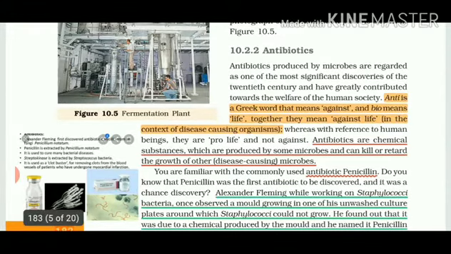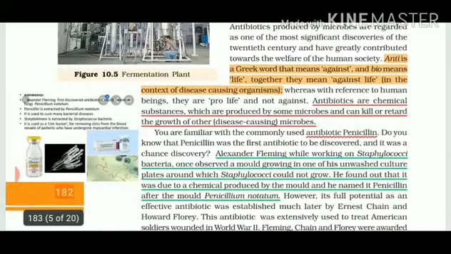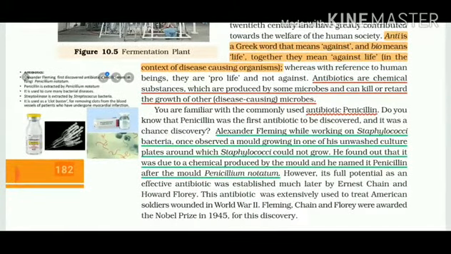Here the definition of antibiotics is given. I have underlined it. Antibiotics are chemical substances which are produced by some microbes. It is not a single microbe which is used. There are different kinds of bacteria which are used and can kill or retard. Retard means stop. Cease, C-E-A-S-E, means which can stop the growth of any other disease causing microbe. Here note down, disease causing microbes are also known as pathogens.